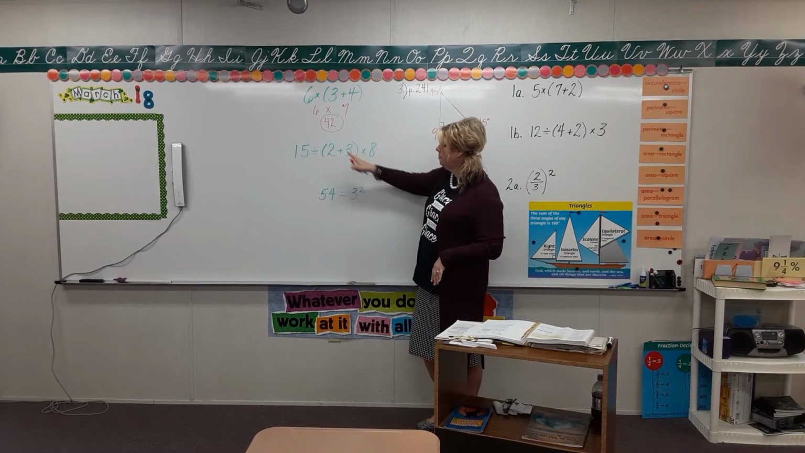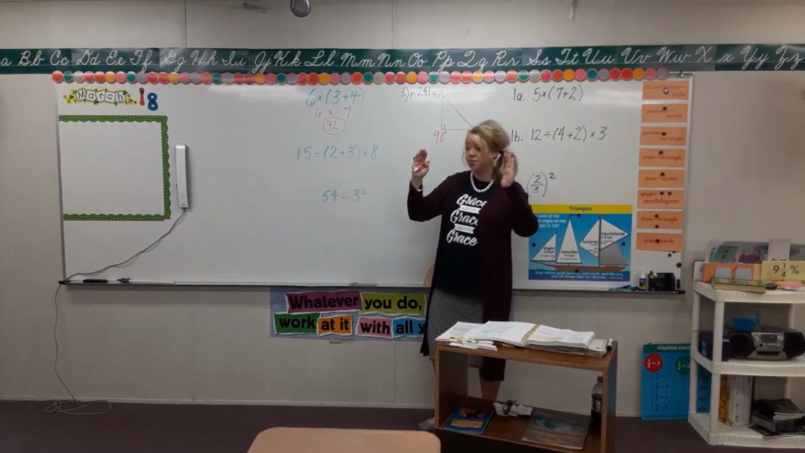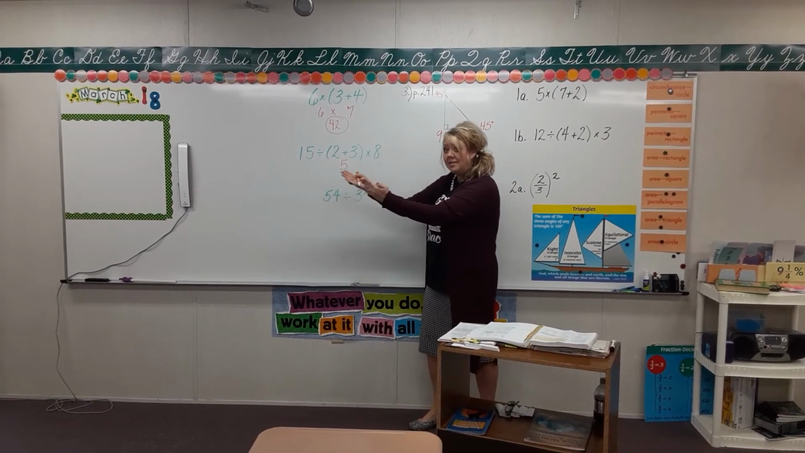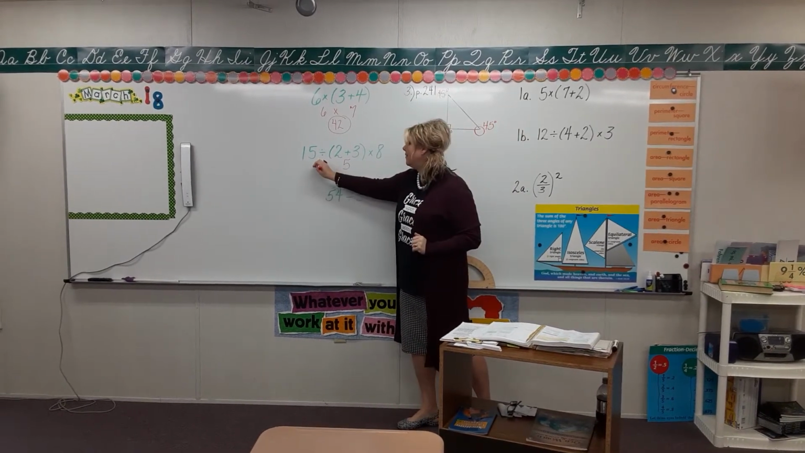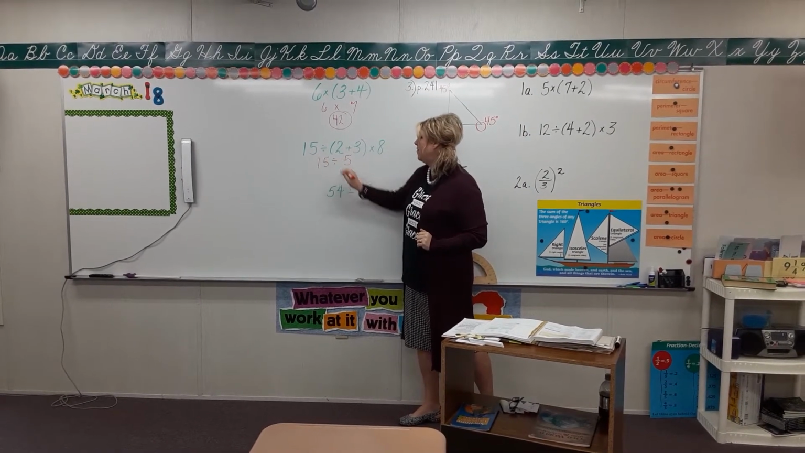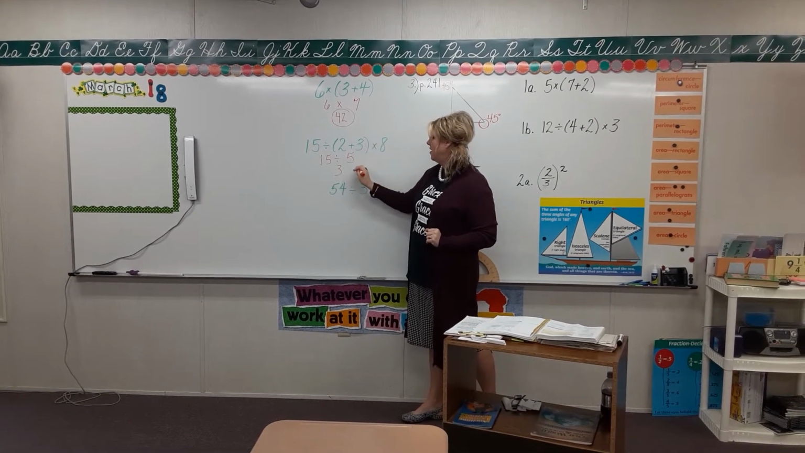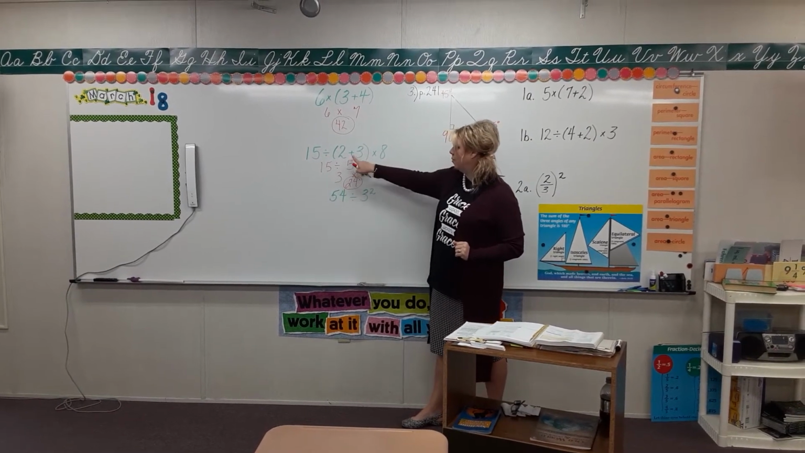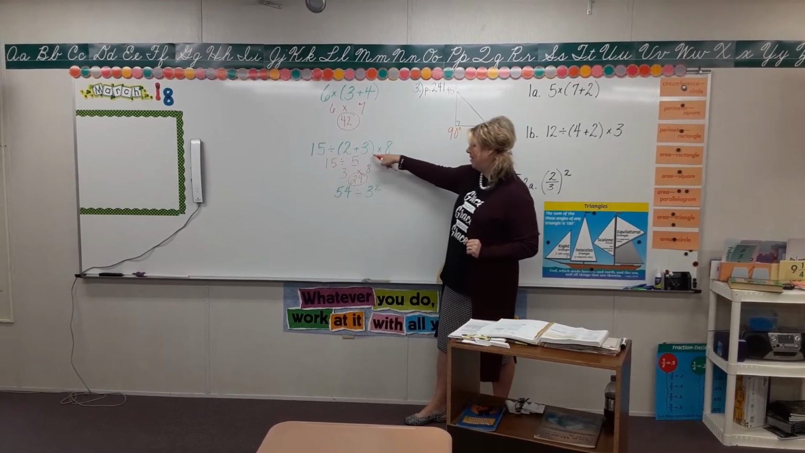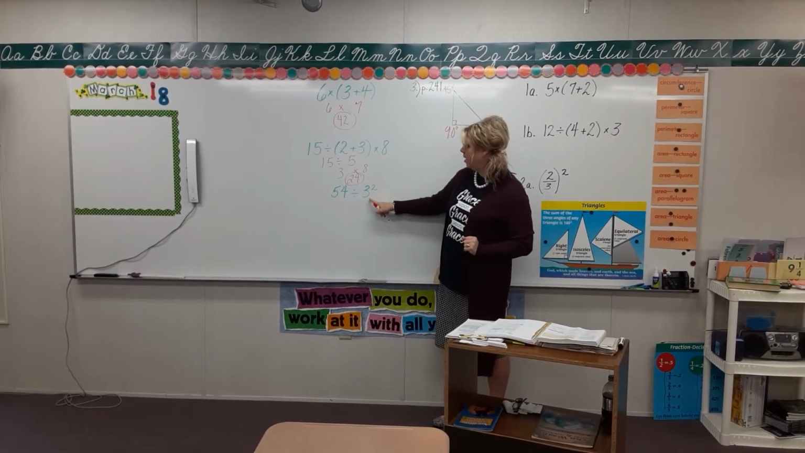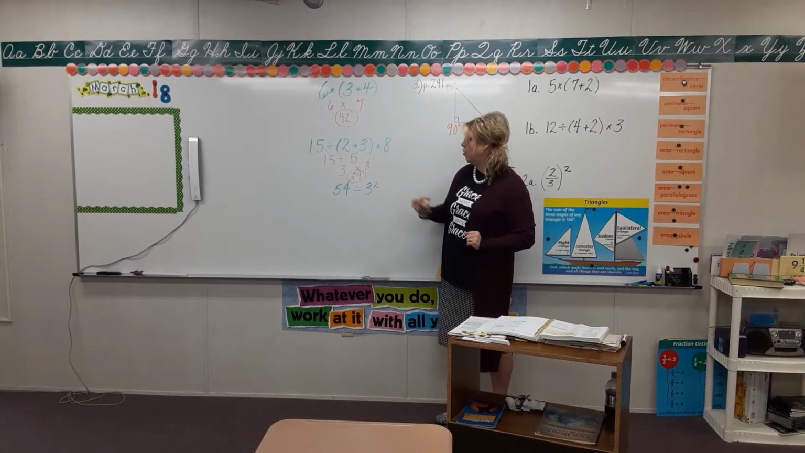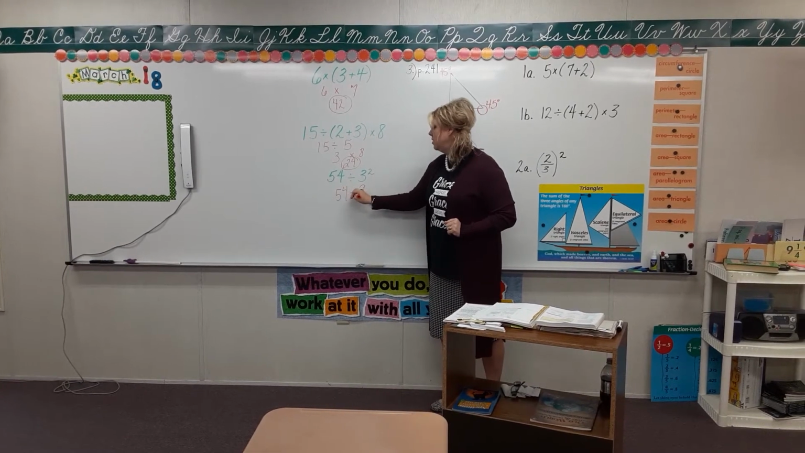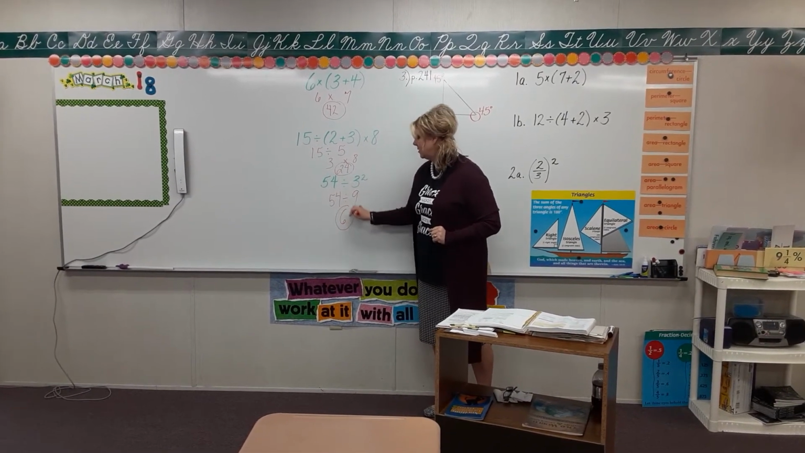Second example. Here are our parentheses. Work those first. What's 2 plus 3? 5. Now, what's the next step? You multiply, divide from left to right. So now I have to say 15 divided by 5, which would equal 3. Then I can say times 8. 3 times 8 is 24. Parentheses, multiply or divide from left to right. One more example. We have a power, so we do that first. 3 squared equals 9, and then we divide. 54 divided by 9 would be 6.